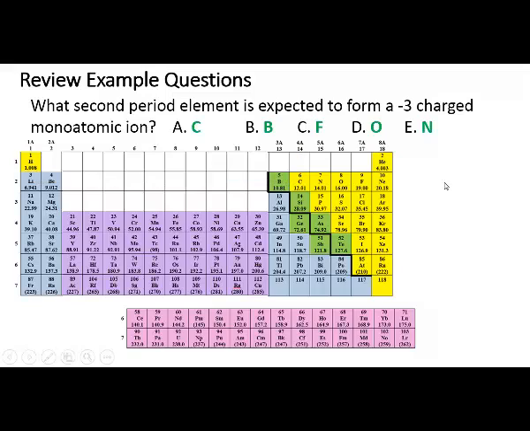Now along those lines, if I ask you which second period element is expected to form a -3 charged monoatomic ion, now we need to have an element that's 3 away from the nearest noble gas. I know it's in the second period, so that's eliminating some other possibilities. So if I look over at neon in the second period and I count 3 away from neon, there's fluorine 1 away, oxygen's 2 away, nitrogen's 3 away. We expect nitrogen will form a -3 charged anion that we would change the ending to -ide, right? So nitrogen goes to nitride. So there's my -3 charged monoatomic ion I would expect. So nitrogen would tend to gain 3 electrons to form a -3 charge.